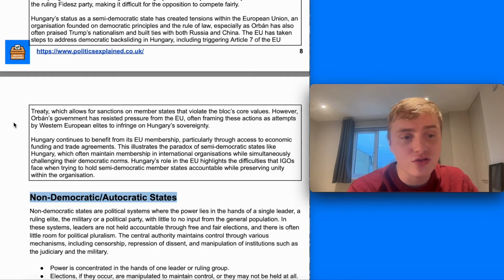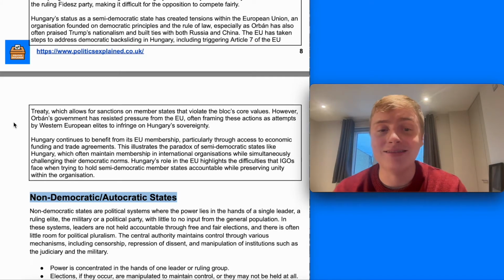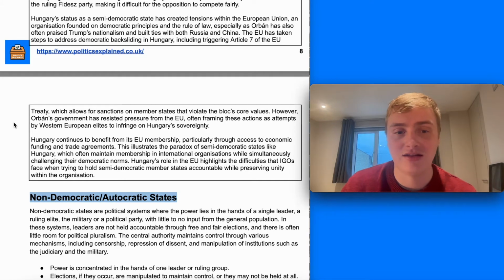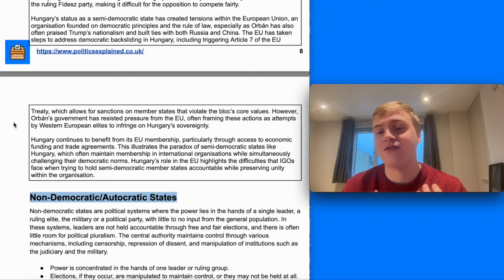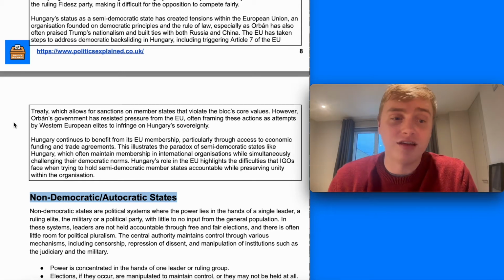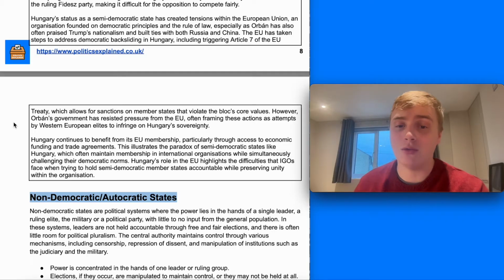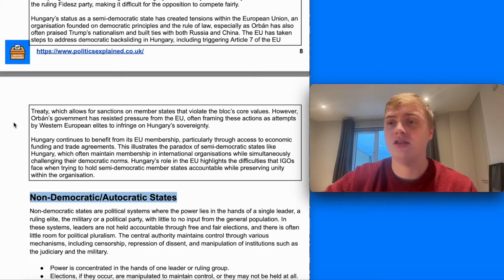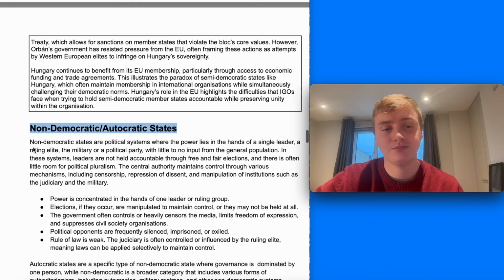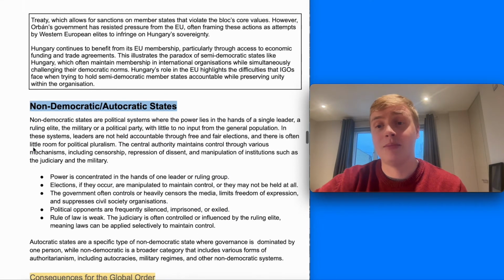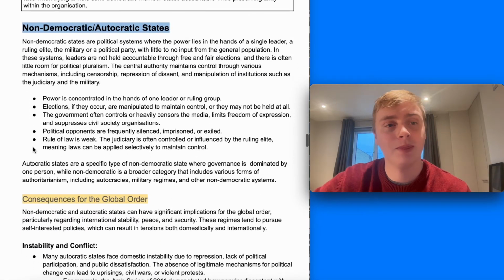And this shows how they're able to maintain membership in international organisations by claiming to be democracies and not explicitly being autocracies, while in reality challenging democratic norms. And it shows the difficulties that international governmental organisations face when trying to hold semi-democratic member states to account whilst preserving unity within the organisation. You effectively can't do both. And as a result, semi-democratic states have often exploited that and been very successful.